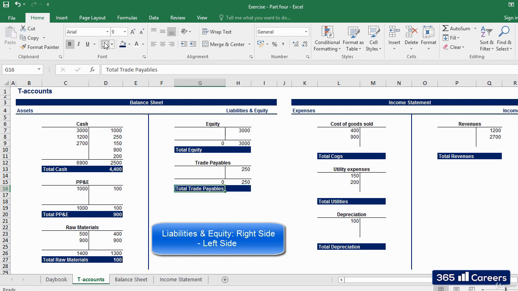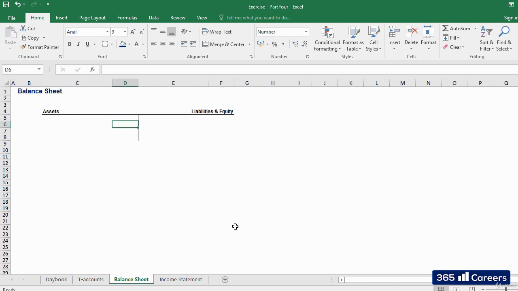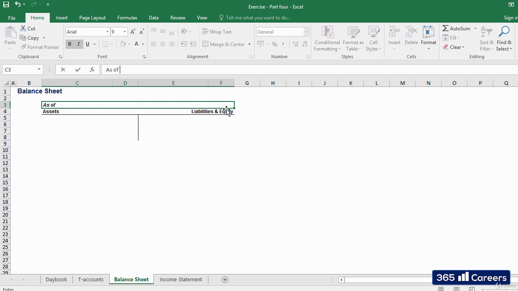So, for example, when I calculate the balance of trade payables, I will take the difference between 250, which is on the right, and a hypothetical value which could have been on the left side. The balance of trade payables is 250 and equity is 3,000. Okay, let's write on the top of our balance sheet the date that it refers to. This is the balance sheet of the company as of the 20th of August, 2015.